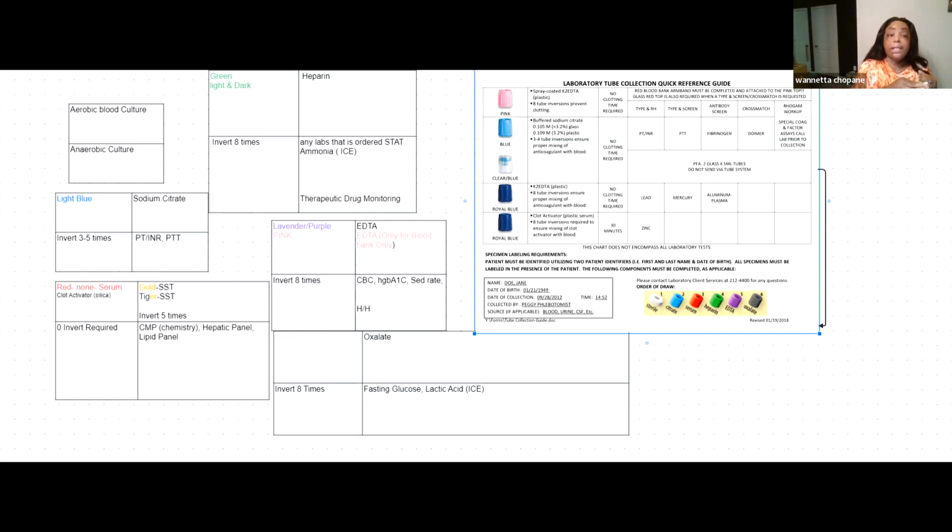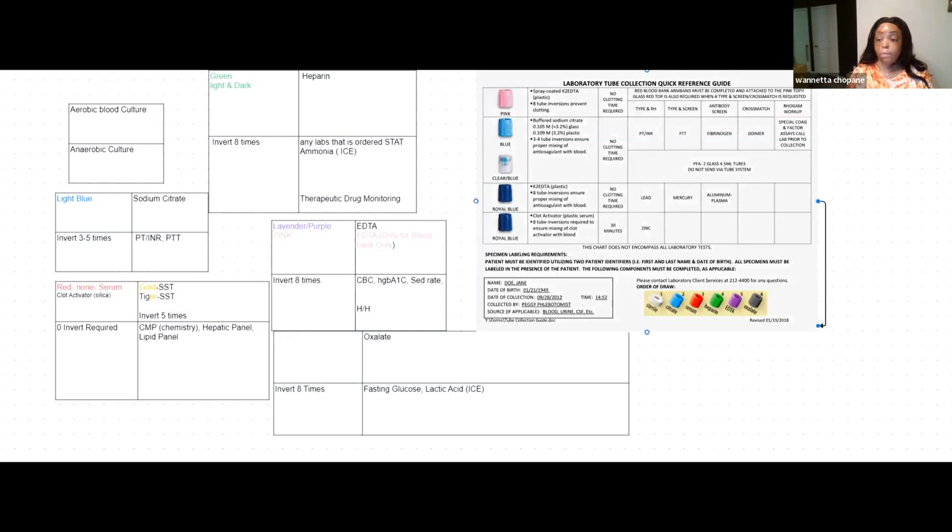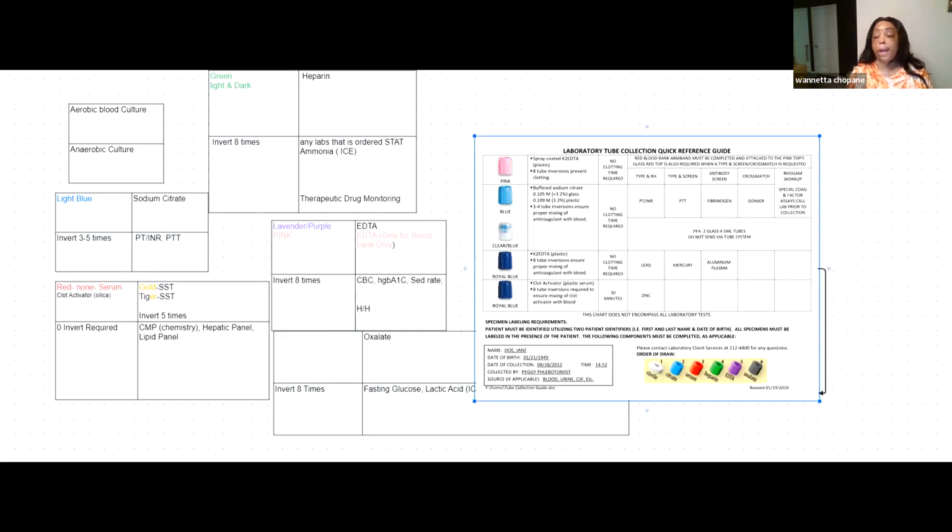Okay, so with that being said, if you ever have to draw a pink top tube, it is solely for the blood bank. Our papers say blood bank armbands must be completed and attached to the pink top. I'm not going to get into the glass red top because they don't use it anymore. But the type and screen cross match is requested.